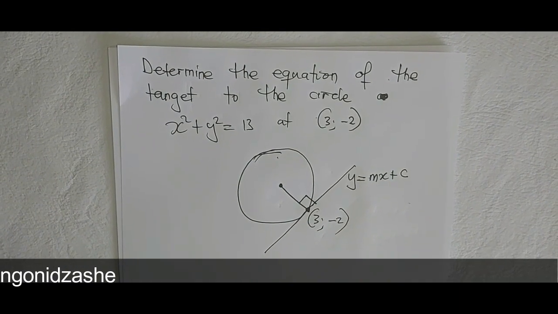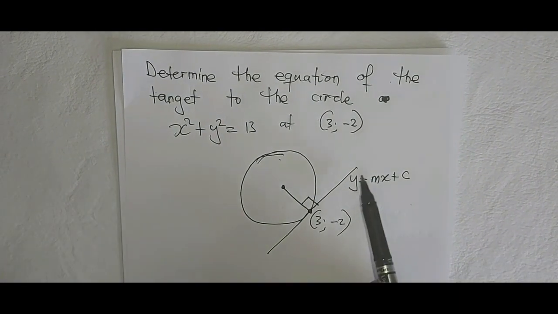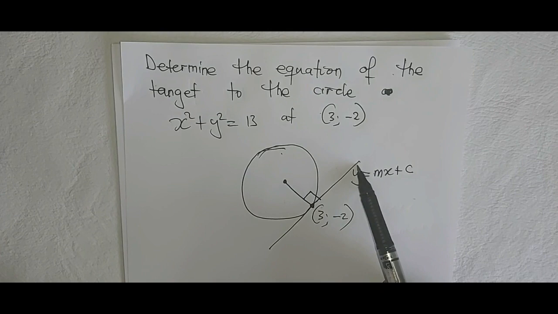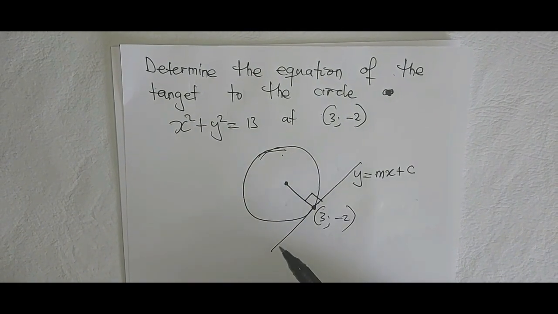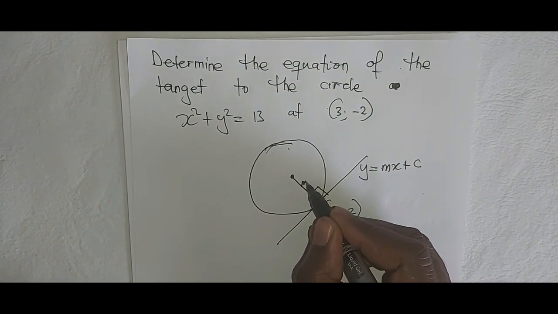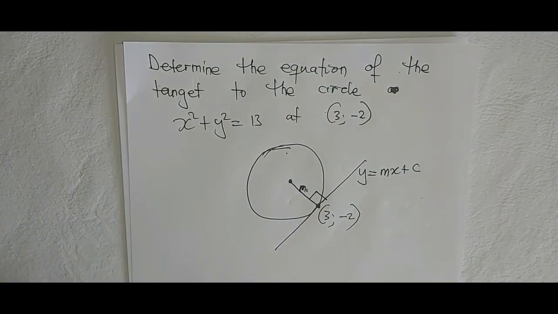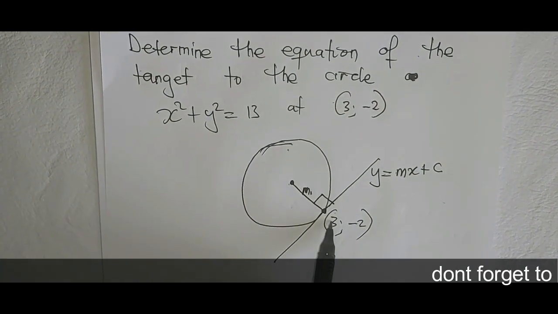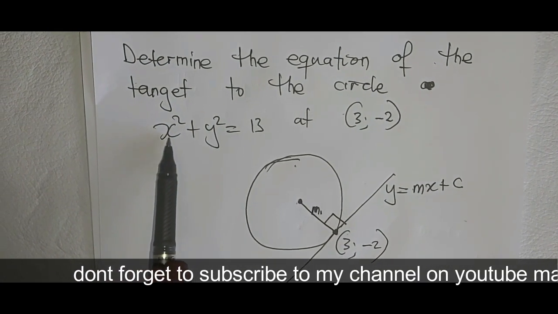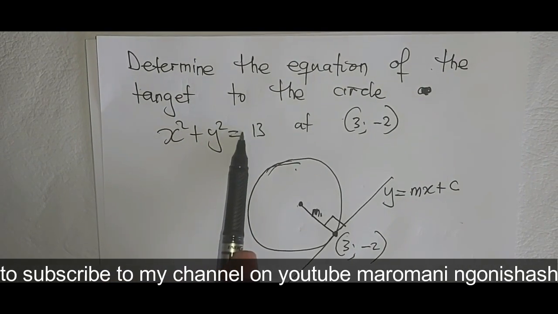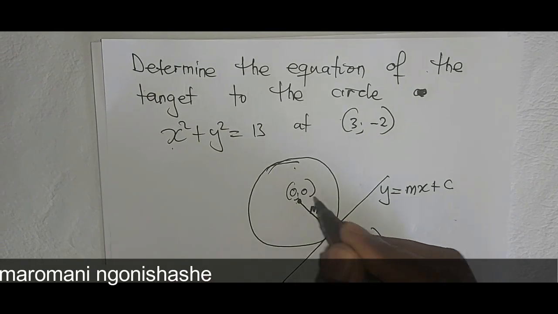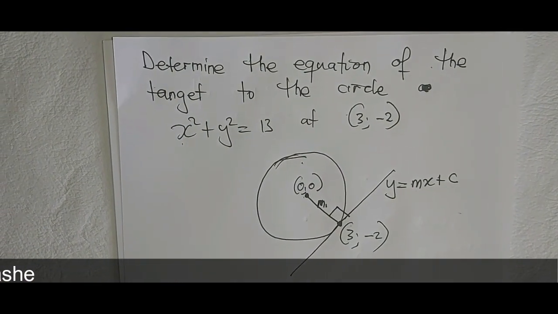Going forward, we need to determine the gradient as well as c. However, we cannot find the gradient of the tangent straight away. We must find the gradient of the radius first, which we are going to call m1. It's easier to find the gradient of the radius because we can already determine the center of the circle. If you are given x squared plus y squared equals 13, the center of the circle is (0, 0). So it's a circle whose center is at the origin.